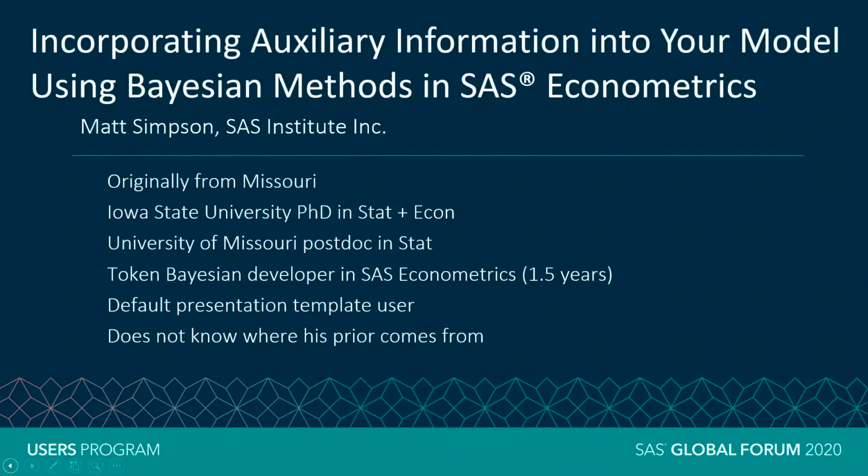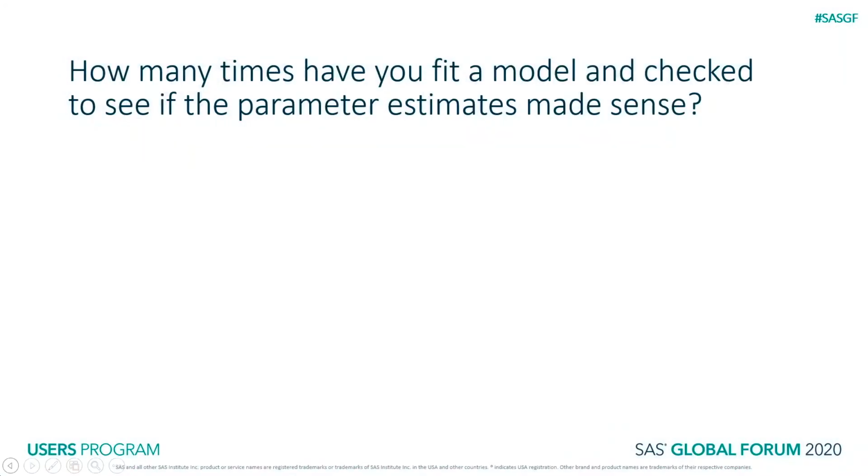Okay, I'm going to talk today about how to incorporate auxiliary information into your model using Bayesian methods. So I want to start with a question. How many times have you fit a model and then checked to see if the parameter estimates made sense? Maybe if that slope coefficient is 10, sure, fine, that could happen. But 100 or 1,000,000, something went wrong.